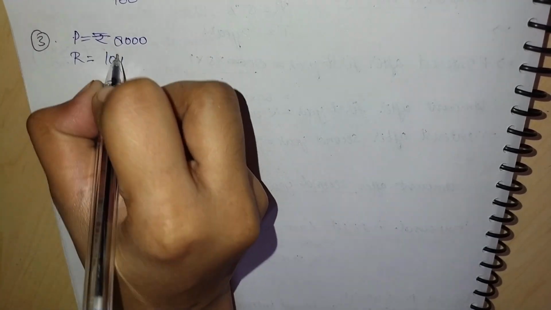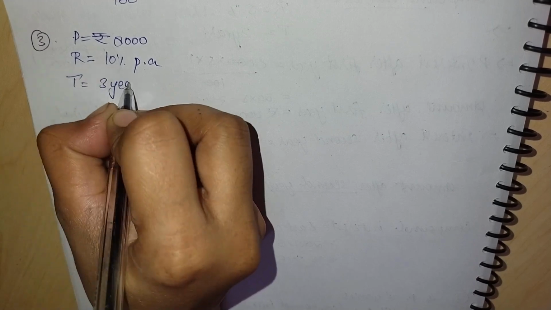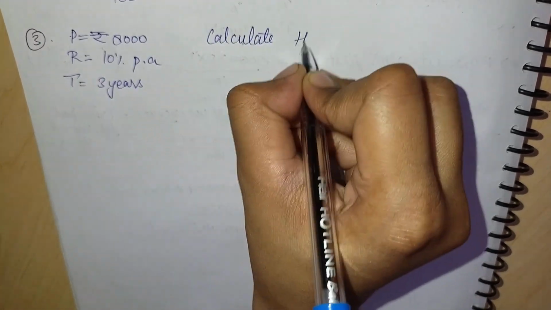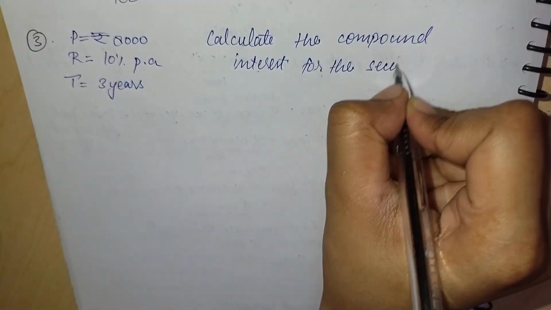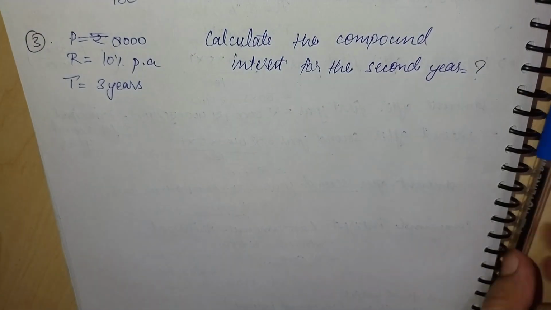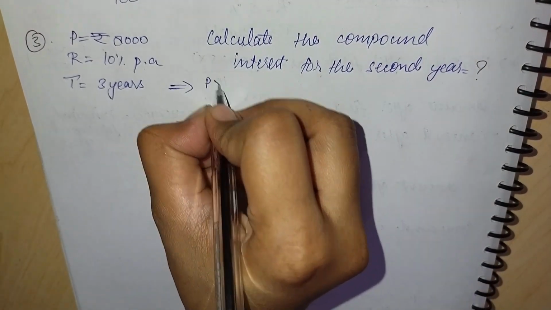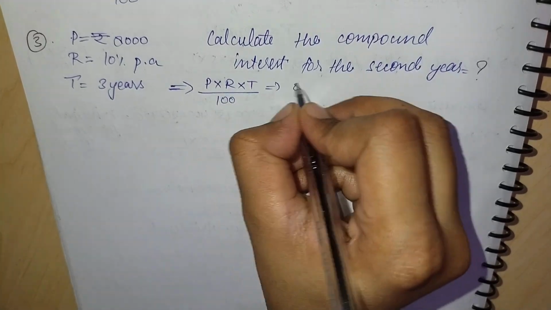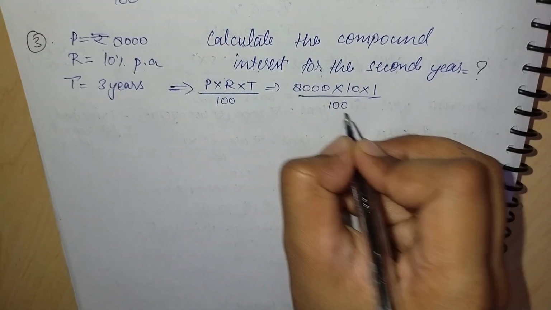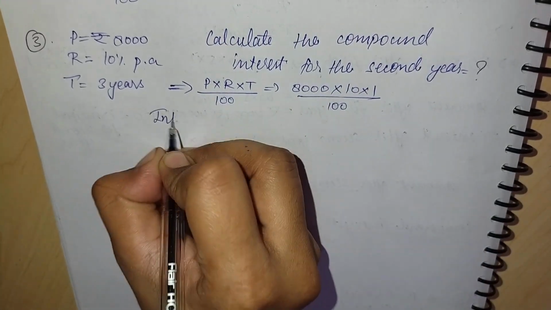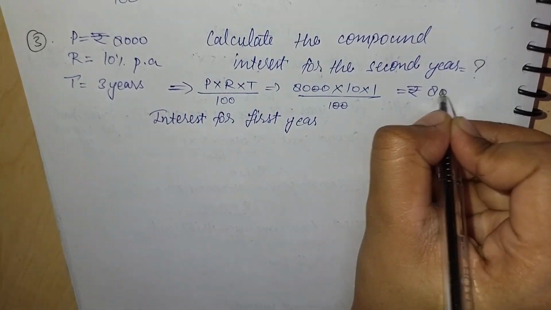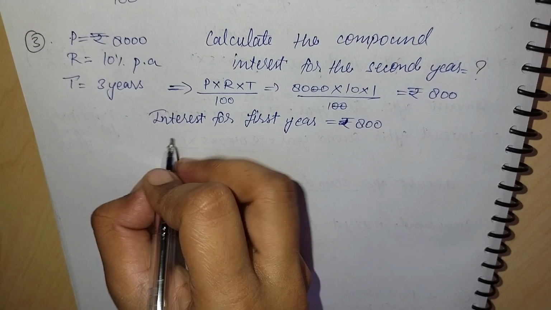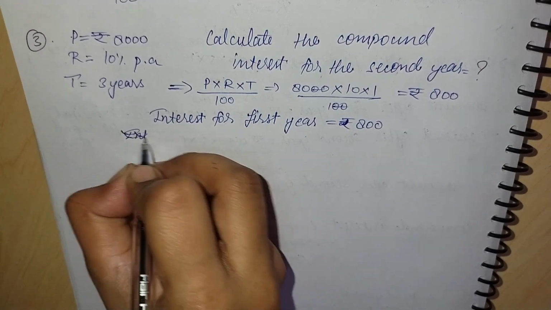Now the third question is calculate the compound interest for the second year on rupees 8,000 invested for 3 years at 10% per annum. Also find the sum due at the end of third year. So we have to find firstly the compound interest for the second year. So let us find firstly the interest for the first year. So we will get here rupees 800 as the interest for the first year.